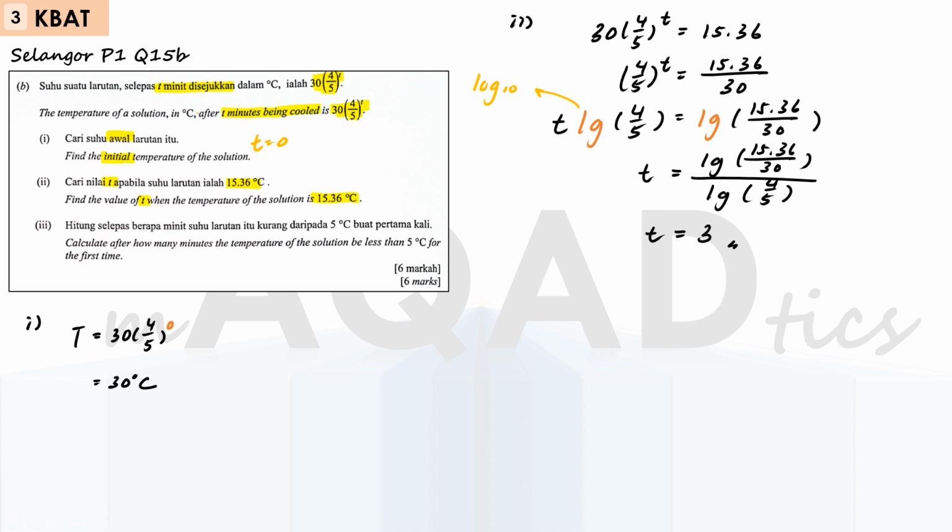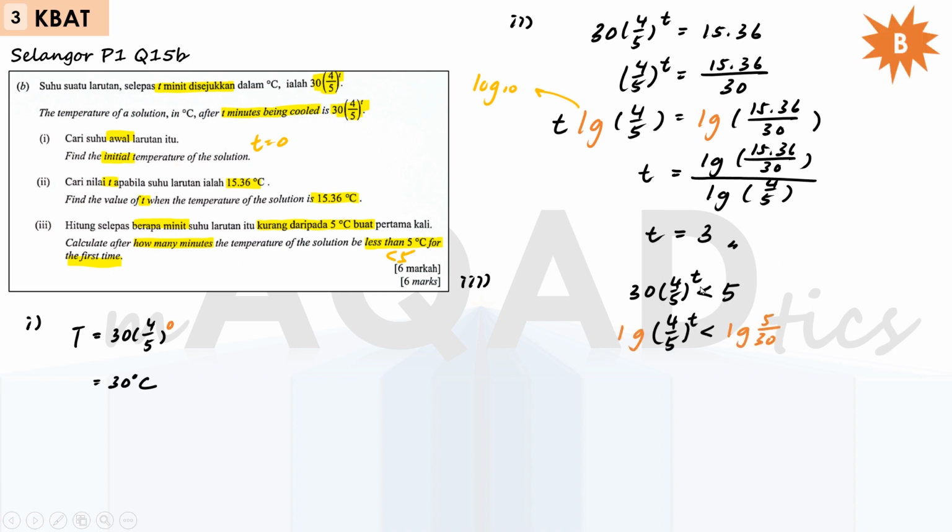And for the third part, we need to calculate how many minutes after the temperature is less than 5 Celsius for the first time, right? So less than 5 Celsius is this one. So let's form an equation, form an inequality, this value less than 5. So the same thing as well, 30 we move it to the right side, and we apply log for both sides to pull down the T. Okay, and then we move this to the right side.